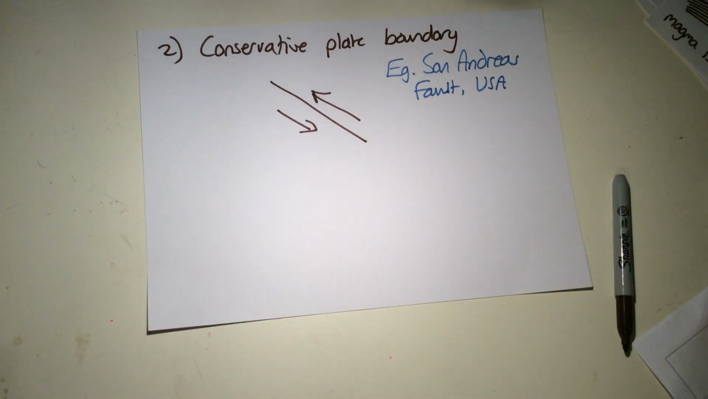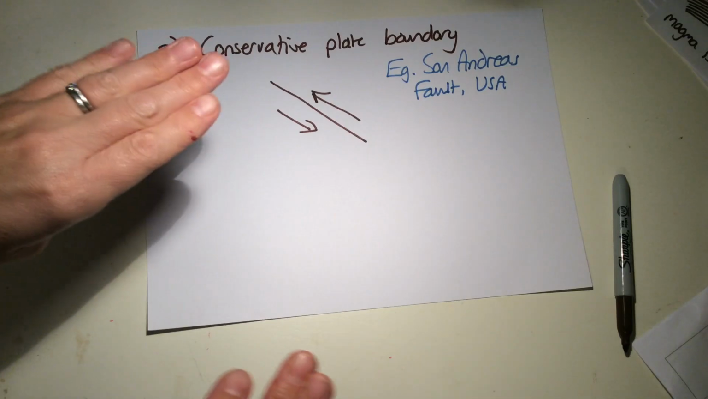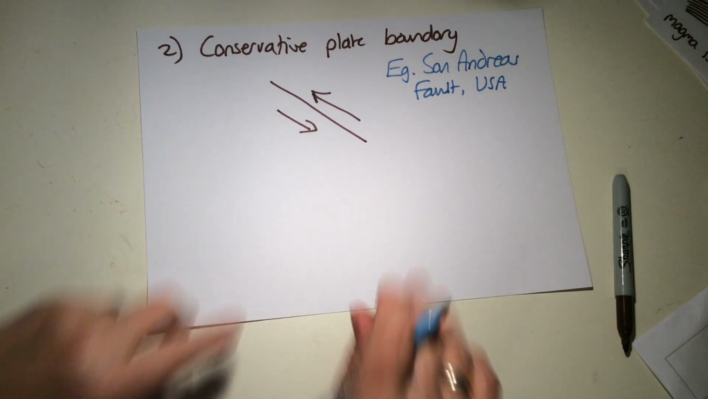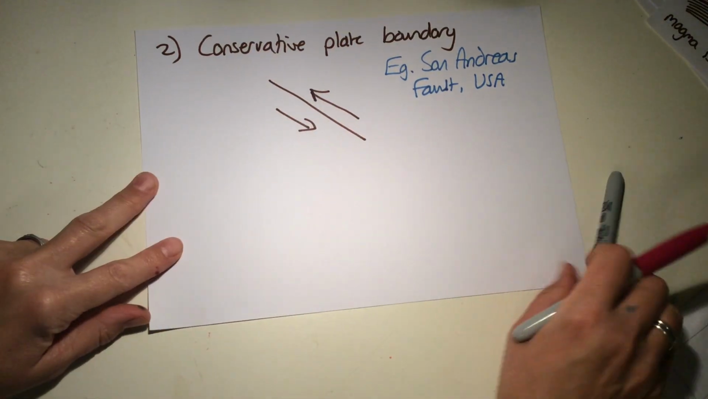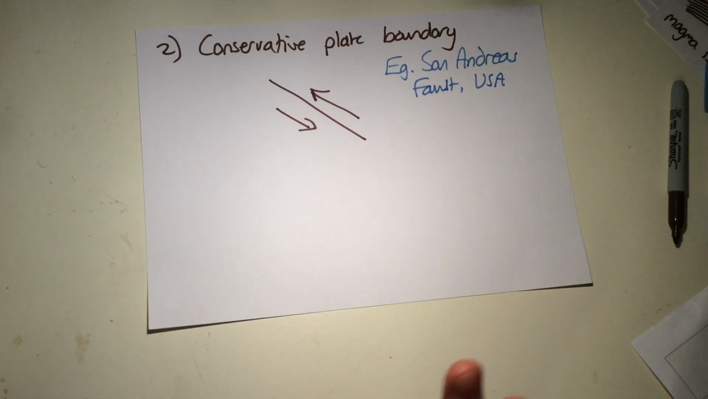And if you have a look online, there are some great pictures of lines of trees that were planted in lines, and then suddenly there's offset all along a line, which is where the land has literally moved slightly. So what are we going to see here? What are we going to have? Are we going to have volcanoes? No. The plates aren't pulling apart, magma's not rising.